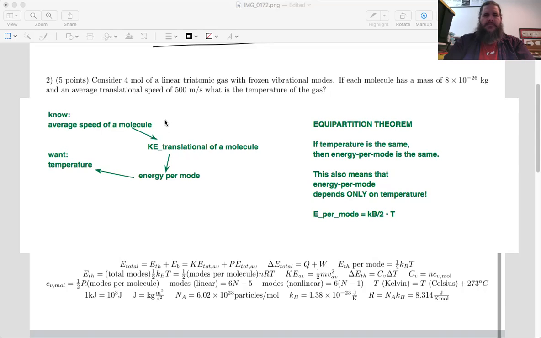1/2 times the mass times the velocity squared. Yeah, that should work. Kinetic energy translational is half the mass times the speed squared. And we know the speed, 500 meters per second, and we know the mass, 8 times 10 to the negative 26 kilograms. So we can find the kinetic energy of that one molecule.